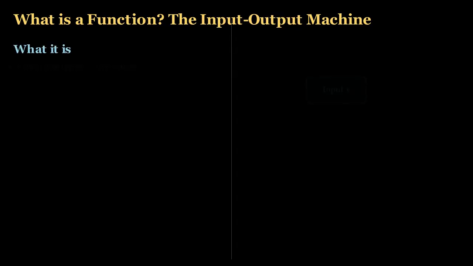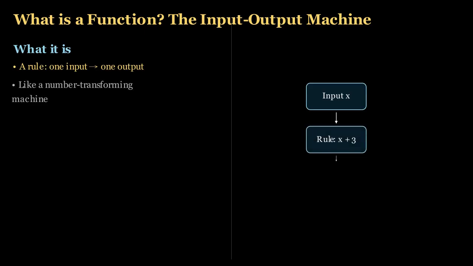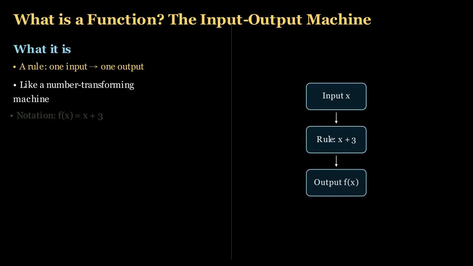Imagine a magic box. You drop a number in the top, a gear turns inside, and a new number pops out the bottom. That box is a function. A function is just a rule that takes an input and gives back exactly one output. For every number you put in, you get one number out, never 2 or 0.